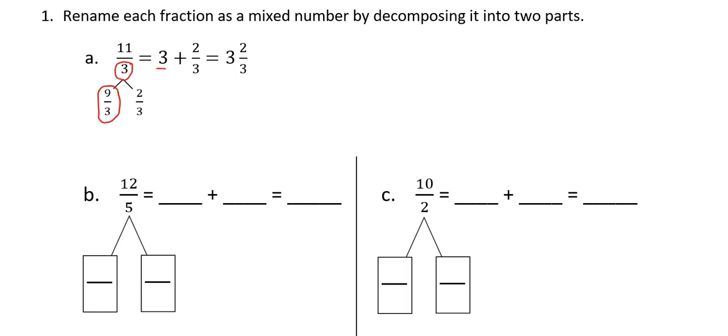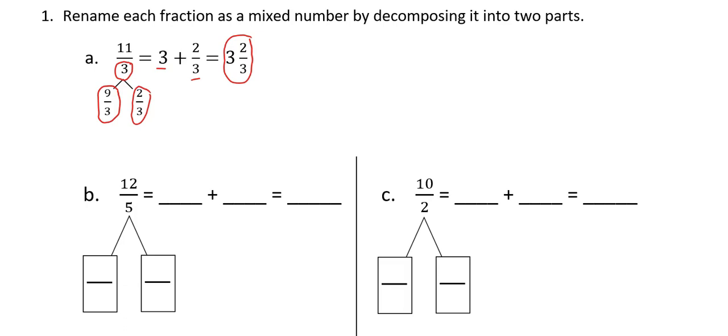Since I have 11/3 altogether, I still have 2/3 that I didn't use. I'll combine that fraction with my whole number for a final answer of 3 2/3. That means that 11/3 is the same thing as 3 wholes and 2/3. Let's look at example B.